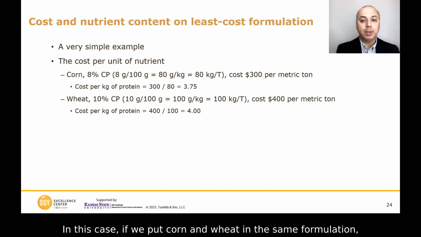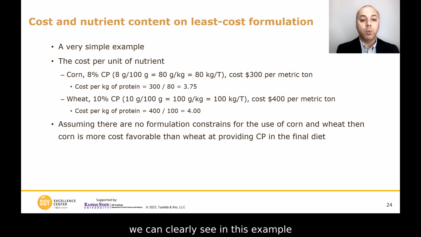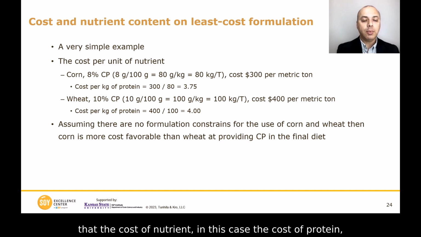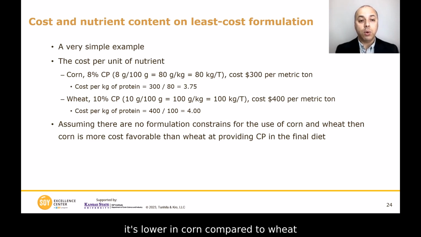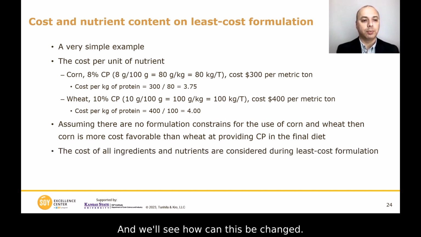In this case, if we put corn and wheat in the same formulation, we can clearly see in this example that the cost of the nutrient, in this case the cost of protein, is lower in corn compared to wheat, and most likely the formulation is going to favor using corn rather than wheat from the simple fact that it's cheaper, not on a per metric ton basis, but on a per nutrient basis. And we'll see how this can be changed.